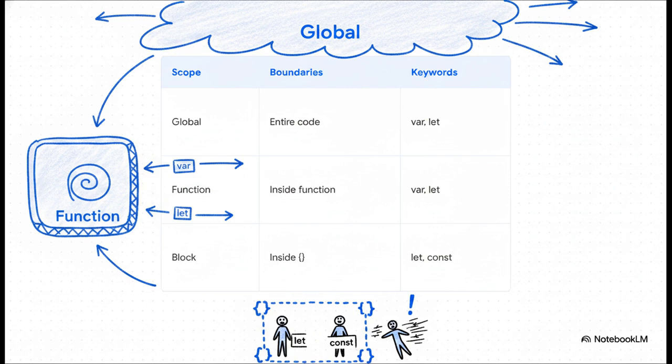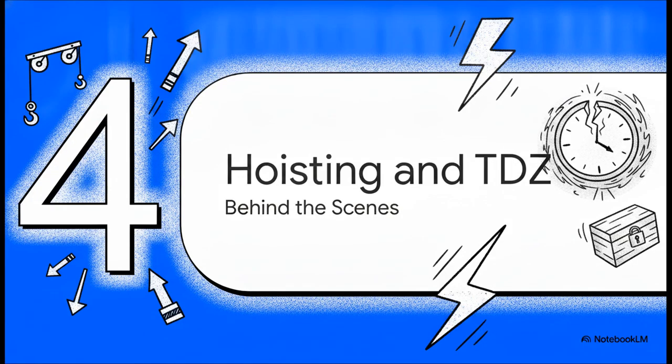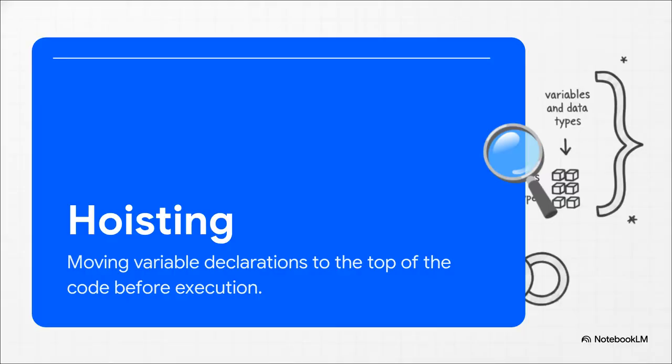They actually respect the boundaries you set. All right, Section 4, hoisting and the TDZ. Now, what's really wild is that JavaScript does something super weird behind the scenes before it even runs a single line of your code. Let's start with hoisting.